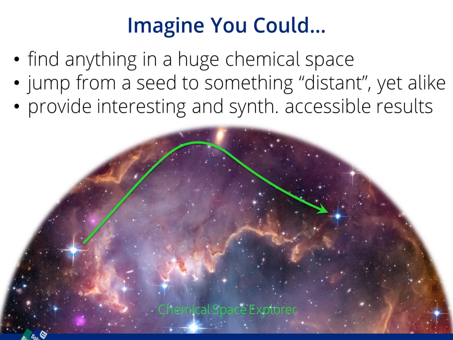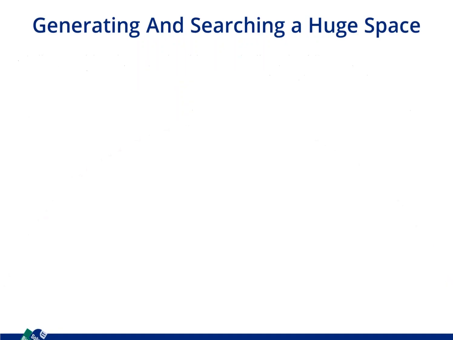And third, altogether, you want to have something interesting, but it must be real, like in a real space, meaning that you don't want to see just de novo molecules, but you want molecules that you can actually make afterwards in the lab. Okay, and all of this together, finding everything, jumping to something distant yet alike, translates to scaffold hopping, and interesting and synthetically accessible results. That's our motivating factors behind our approach to chemical space exploration.